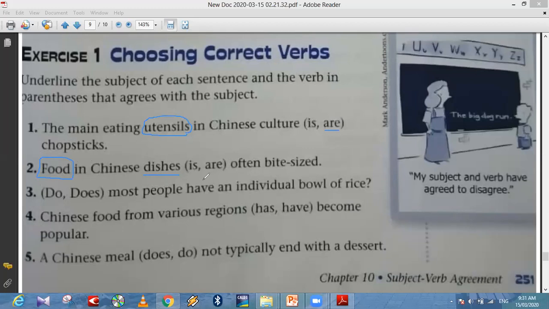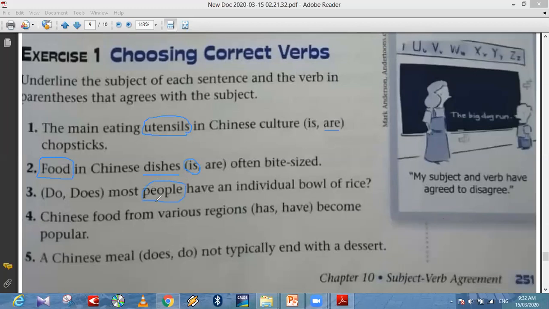So what is the correct answer? It is. Is. That's right. Thank you, Yazan. Now you can lower your hand. Thank you. Another one? Nawaf? Do or does most people have an individual bowl of rice? First of all, before you choose the correct verb, you have to decide the simple subject. What is the simple subject, Nawaf? People. People, that's right. This is the simple subject.